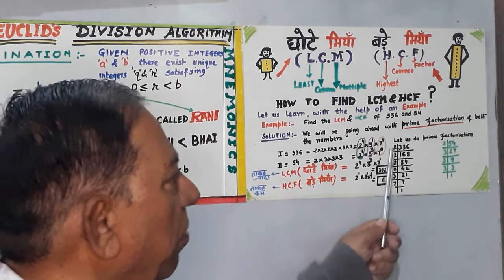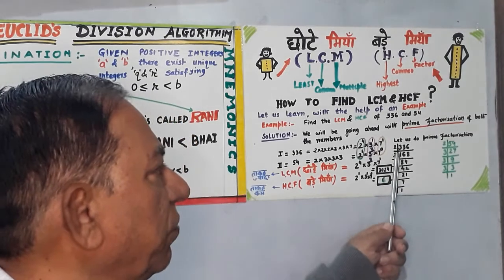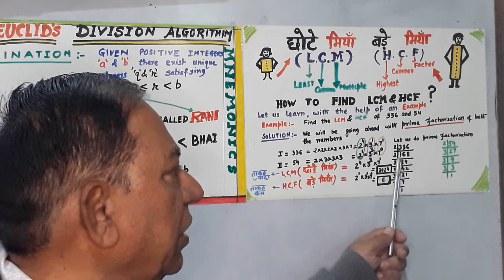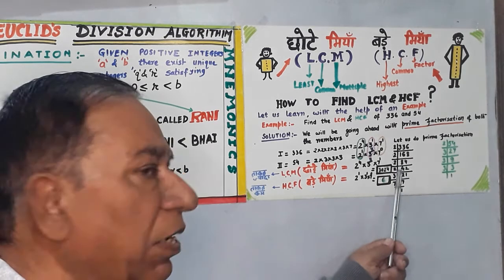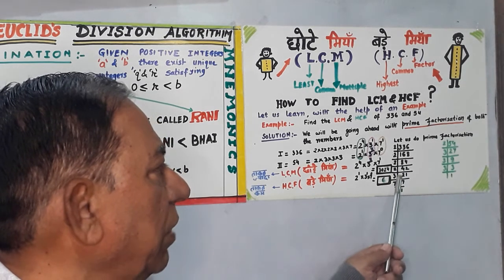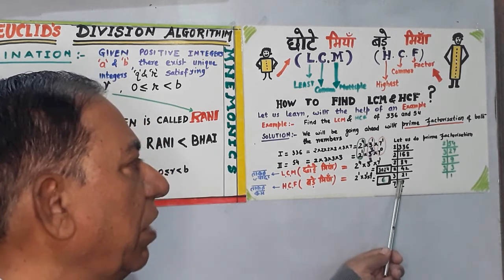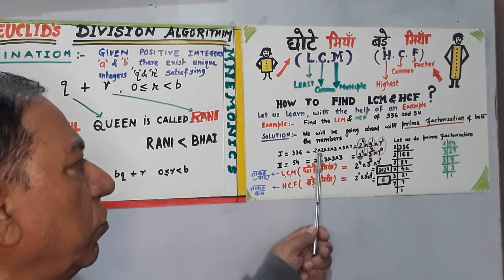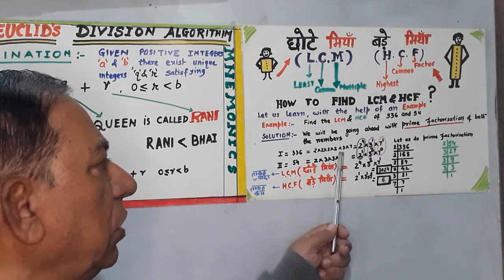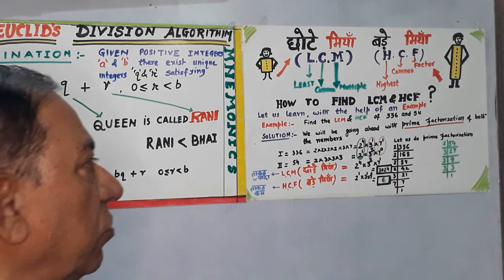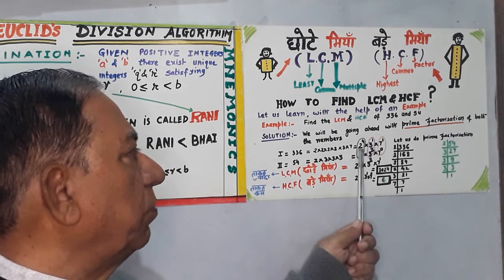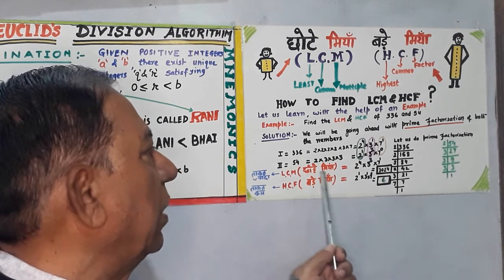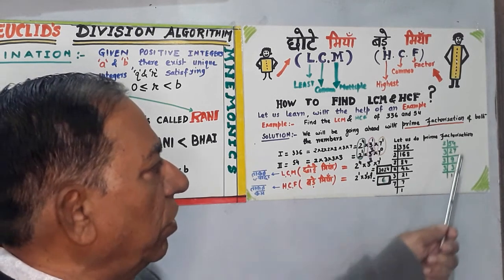Now look here, the prime factorization of 336 can be made from this technique. 336 divide by 2, it comes 168. Divide by 2, it comes 84. Divide by 2, it comes 42. Divide by 3, it comes 7. Divide by 7, it comes 1. So the factors of 336 are 2 into 2 into 2 into 2 into 3 into 7. So this is 2 raised to the power 4, 3 raised to the power 1, 7 raised to the power 1.